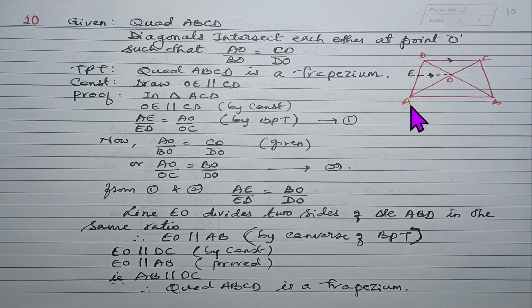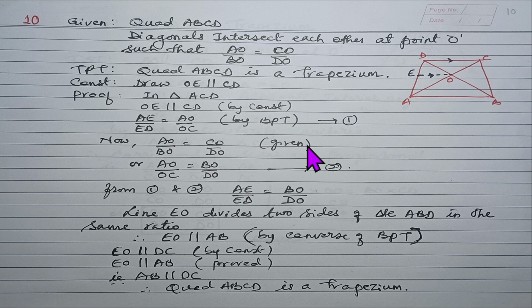Now let us solve example number 10 here. We are given a quadrilateral ABCD. Diagonals AC and BD intersect each other at point O, such that AO upon BO is equal to CO upon DO. Now we have to prove that the quadrilateral ABCD given to us is a trapezium. For that, let us do a construction. Let us draw OE parallel to CD. If OE is drawn parallel to CD, then in triangle ACD, AE upon DE is equal to AO upon CO by BPT.